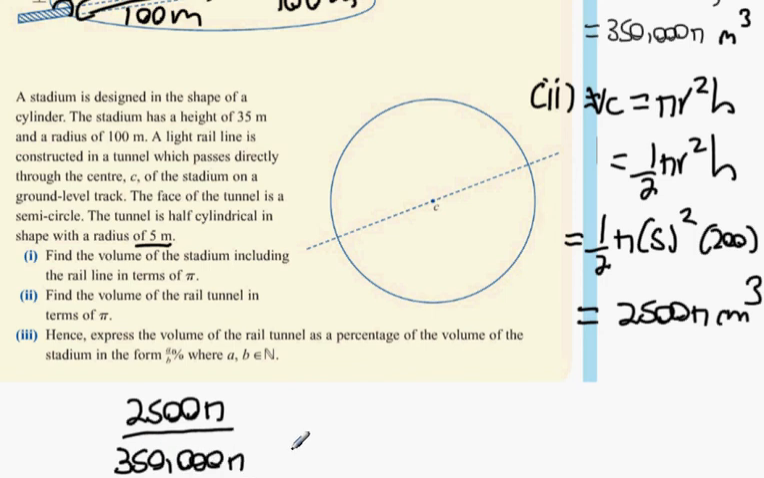Sorry, just give me a little look at that. 2,500 divided by 350,000. 1 over 140, and then multiply by 100. It's 0.71%. So this 0.71, okay, but what it wants is it doesn't want it in decimal mode. It says here it wants it as 5 over 7%. Okay.